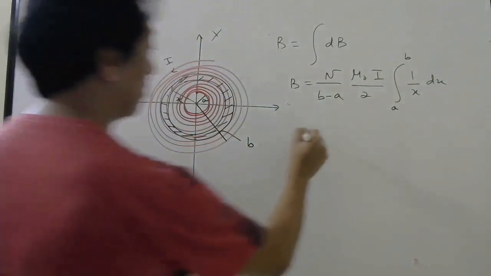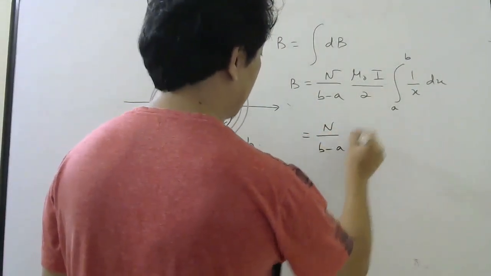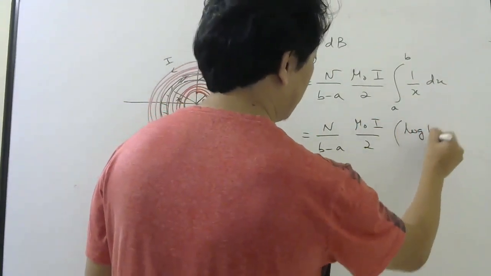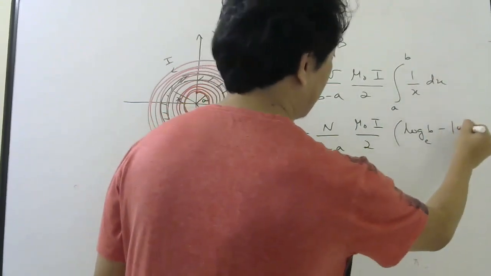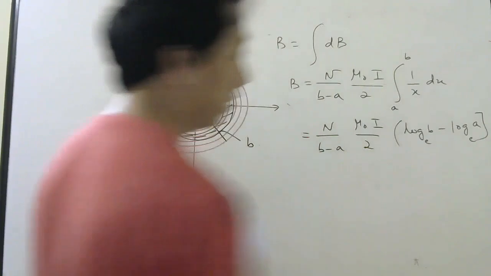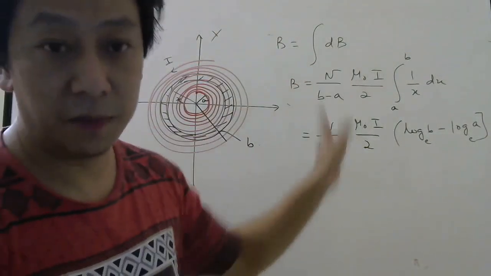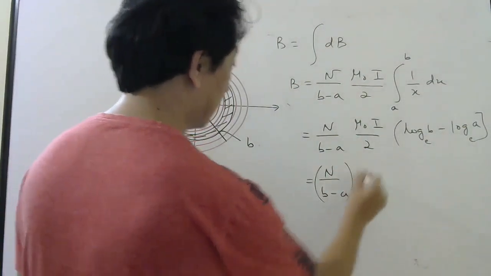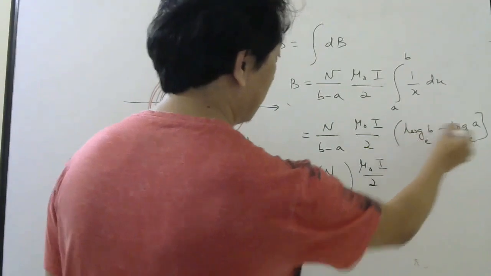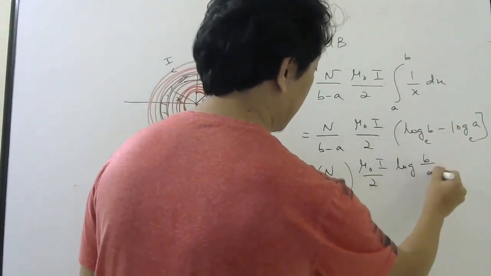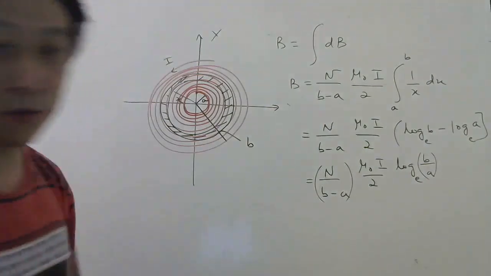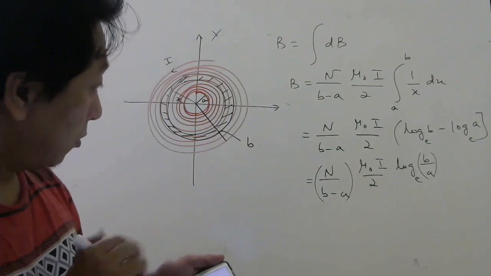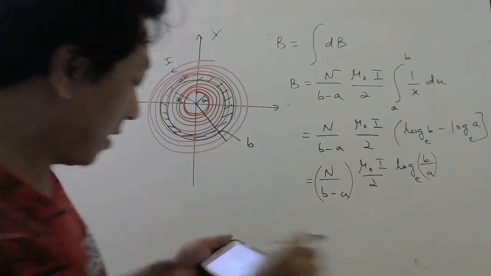Log x. So this will be n by b minus a, mu naught I by 2. This is log x. Put upper limit, log b base e, minus put lower limit, log a base e. So after doing integration, you have to put upper limit minus lower limit. This will be n by b minus a, mu naught I by 2. This is log b minus log a, which is log b by a. So this will be the total magnetic field at the center of the spiral: mu naught n I by 2 (b minus a) log b by a, option A.